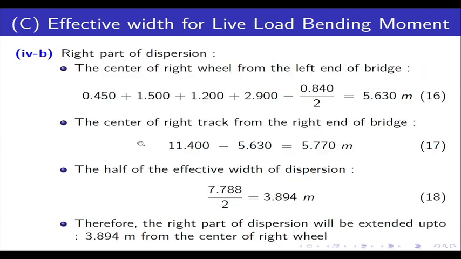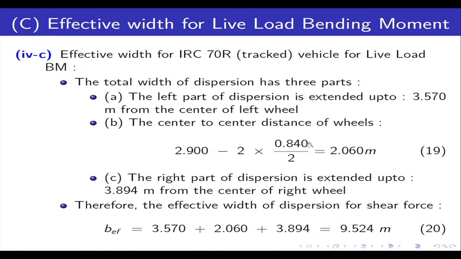Next one, right part, again we shall do it. So, 0.45. This particular one we are getting from the right wheel from the left end of bridge 5.63, and the width of the bridge B is 11.4 minus 5.63. So that means from the right end we are getting 5.77. It is coming 3.894, that is less than this. So that means I can take the full dispersion on the right side, 3.894, and we have taken this value.